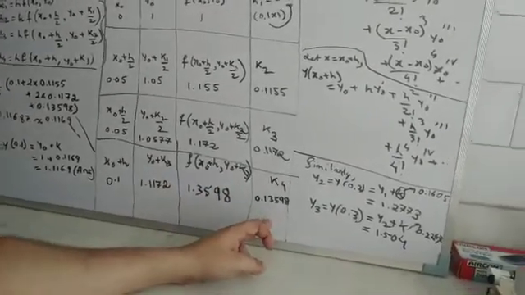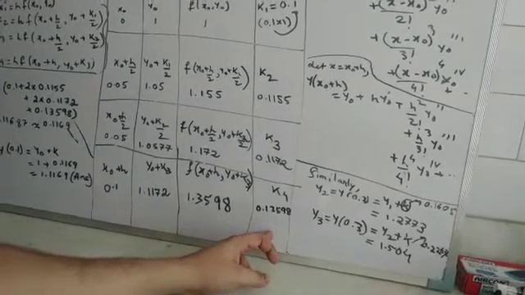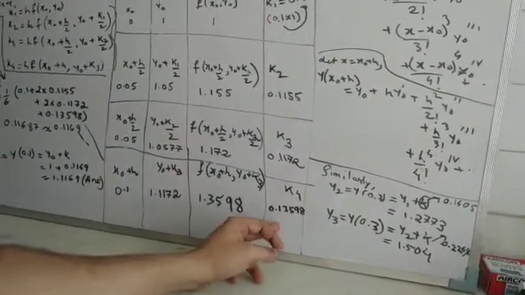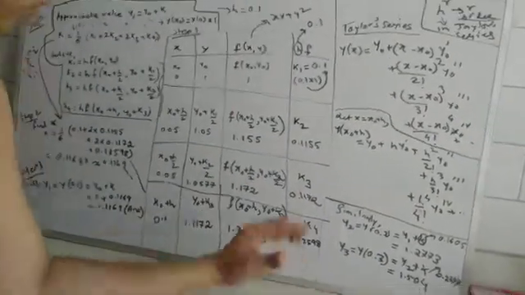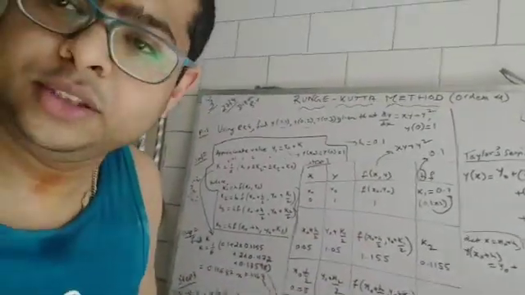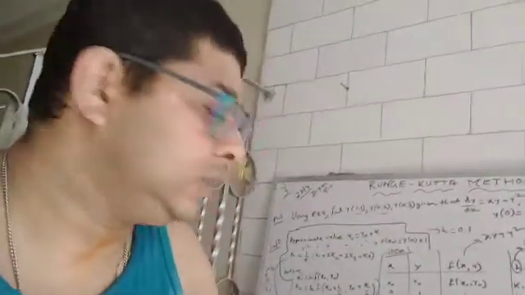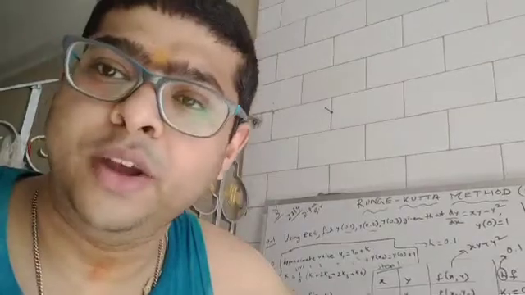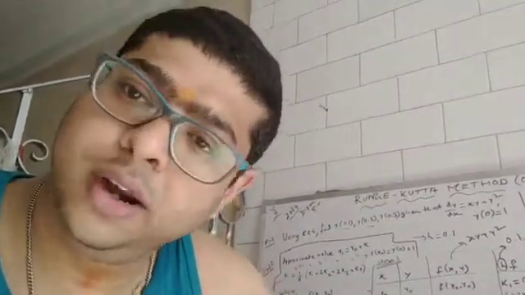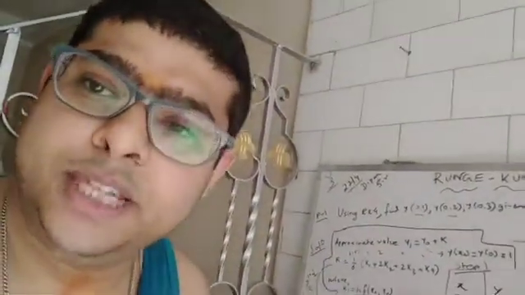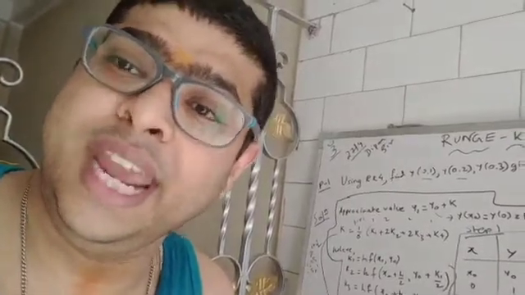And if you multiply with h, you will get hf, that is basically your K4. So 0.13598. So this part is over. So step 1 is over. Step 1 is to construct this table to find the value of K1, K2, K3 and K4. Done.